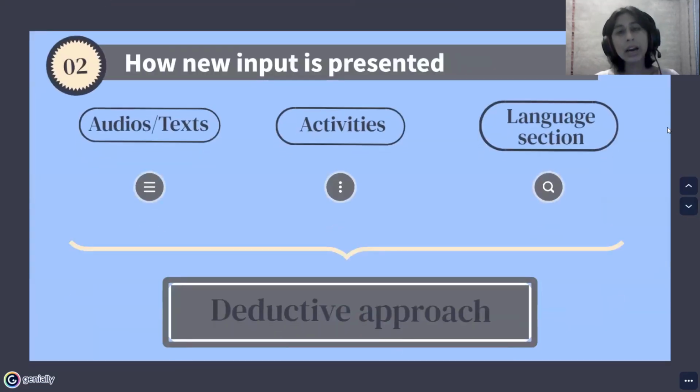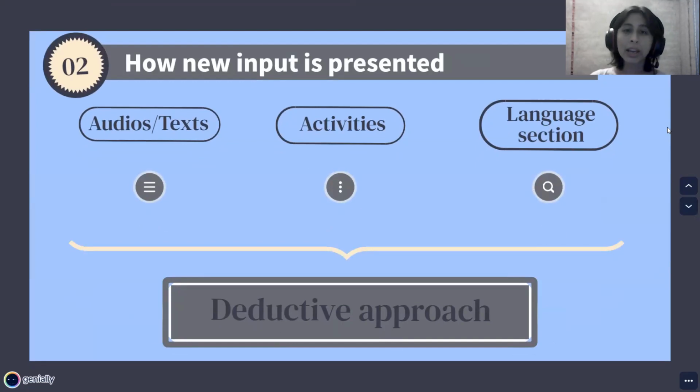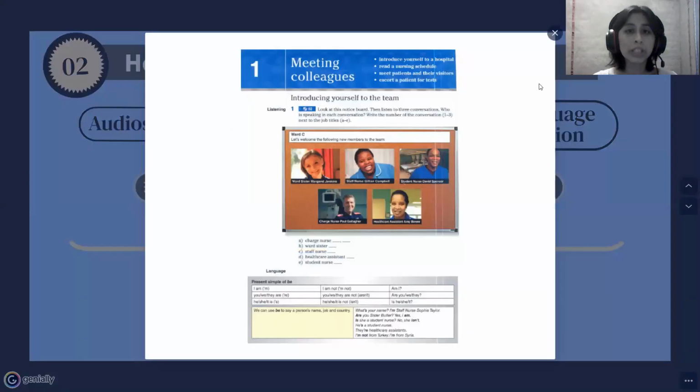Now I would like to analyze how new input was presented. I found 3 ways in which input was presented. Sometimes the functions were presented through audios or texts. For example, here the function introducing yourself to the team is presented through different conversations that students have to listen to in order to solve this activity. And then we have the grammatical explanation. In this case, there is no instance where students are encouraged to make inferences. The grammatical explanation is given explicitly. So there is no inference in this case.